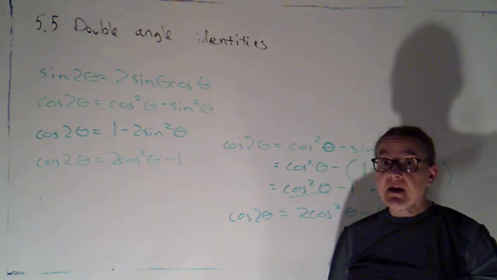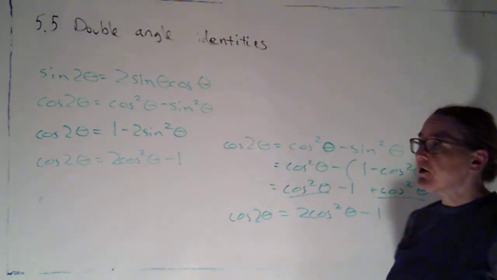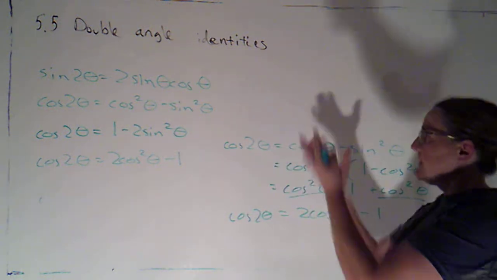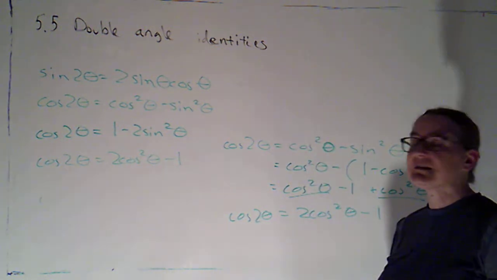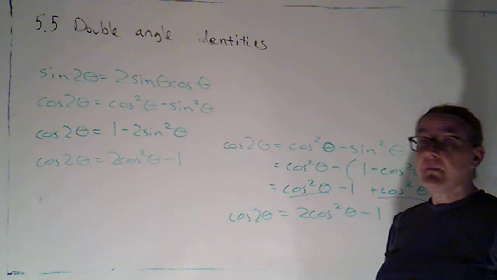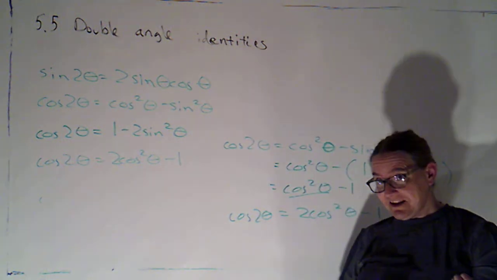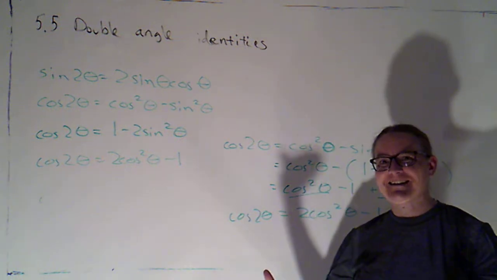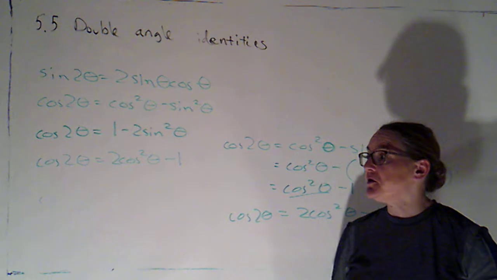Now, it may be that you accidentally memorize some of these. As you're doing the homework, you end up using one of these more than the others, and so you're just like, oh, I know that one, I just used it, and you remember it by accident. Totally fine. But if you know how to derive them, then if you accidentally forget them after you've accidentally memorized them, you know how to get them back. Okay, so I would strongly encourage you to do that.